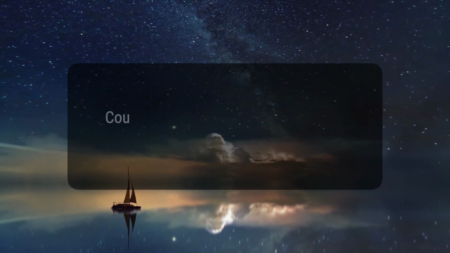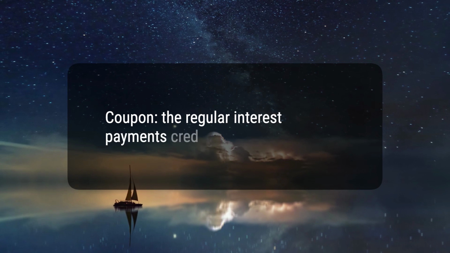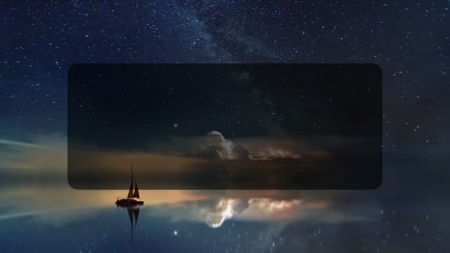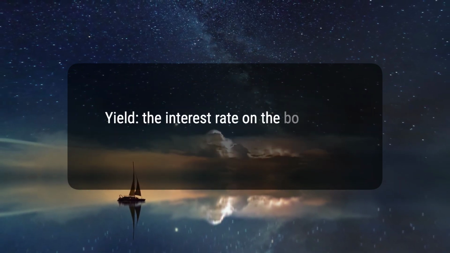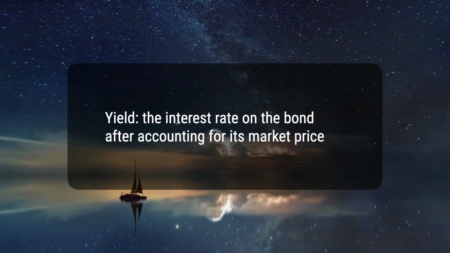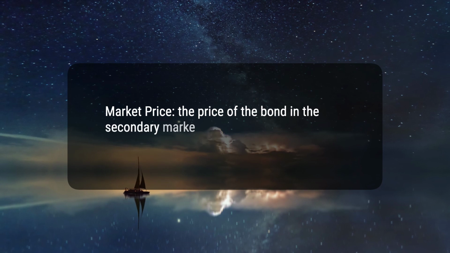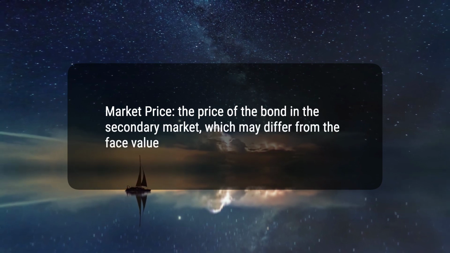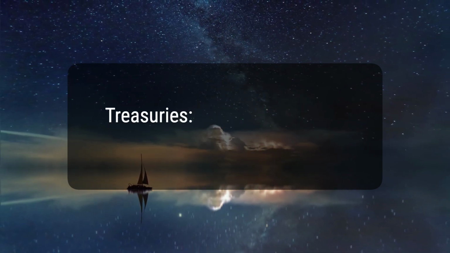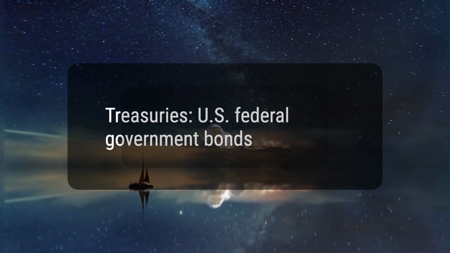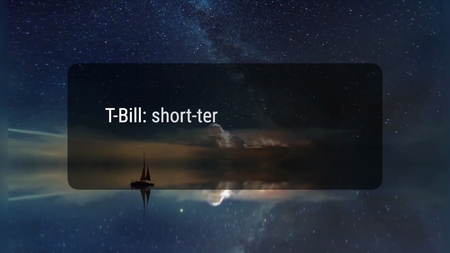4. Coupon, the regular interest payments credited to bondholders. 5. Yield, the interest rate on the bond after accounting for its market price. 6. Market price, the price of the bond in the secondary market, which may differ from the face value. 7. Treasuries, U.S. federal government bonds. 8. T-bill, short-term treasuries, maturing in 1 year or less.